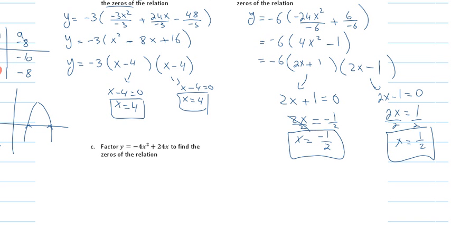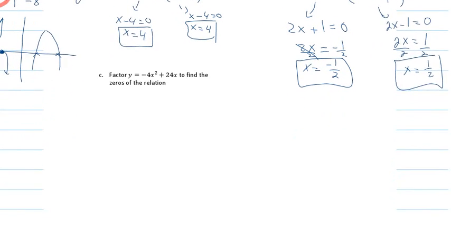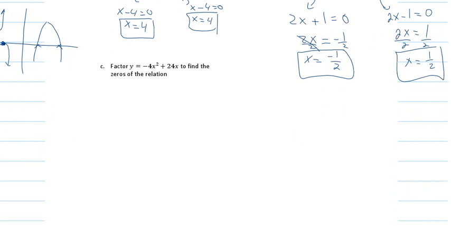Part C says factor y equals negative 4x squared plus 24x to find the zeros of the relation. So do I have a common factor? Remember that with a common factor, you're not only looking at the numbers, but you're also looking at the letters, right? So I can divide both terms by negative 4. Perfect. But you see that both terms have x's in them, right? And the lowest exponent is 1. So I can factor out a negative 4x.